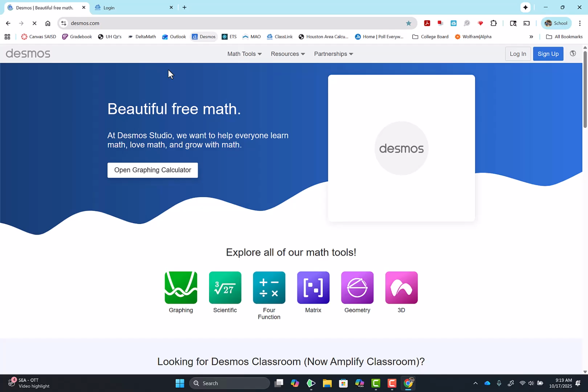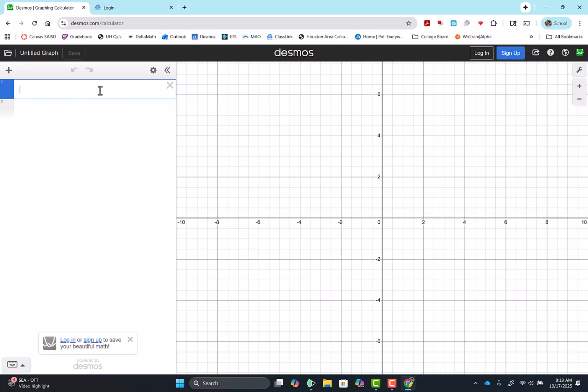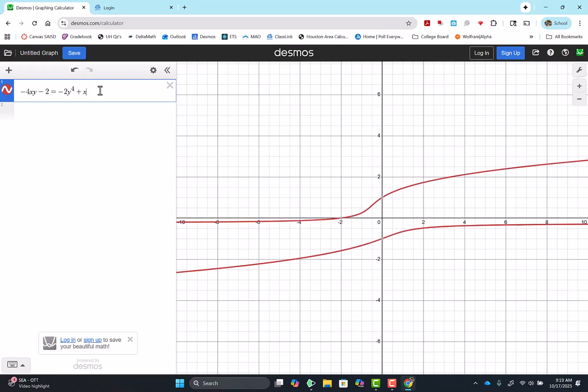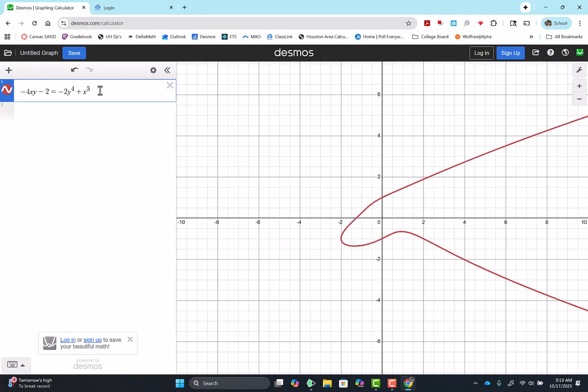Let's see, Desmos. Give me the original equation, guys. Negative 4xy minus 2 equals negative 2y to the power of 4 plus x cubed. Oh yeah, look at that. There's definitely, we did it right. X equals negative 2. Look at that at the point. Well, let me go ahead and write the points first. So give me my 2 points. It was (2, -1).